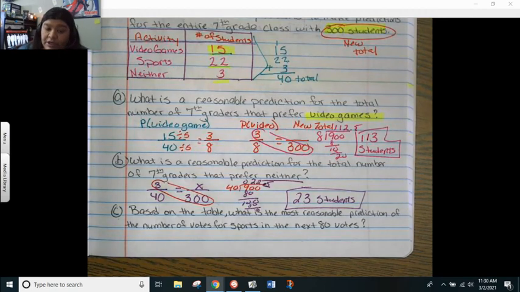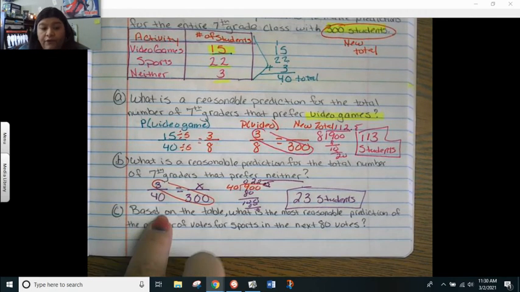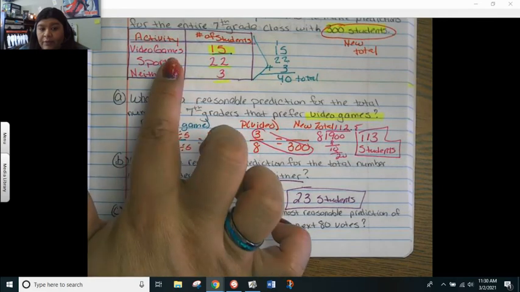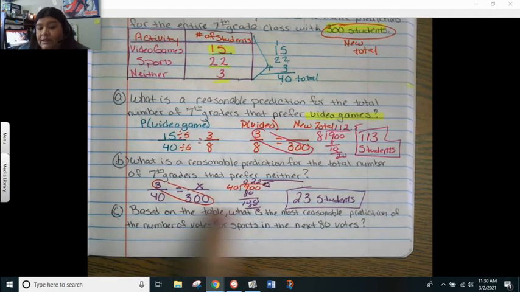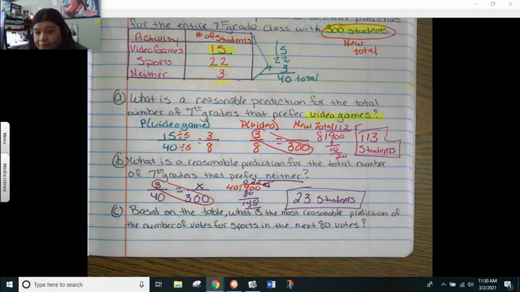Again, it's just a prediction, okay? So 3 out of 40 chose neither in the table that they surveyed. And now if I were to survey 300, I can predict that 23 will choose neither, okay?